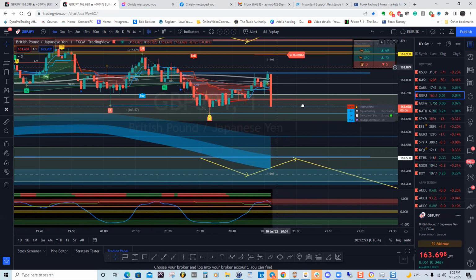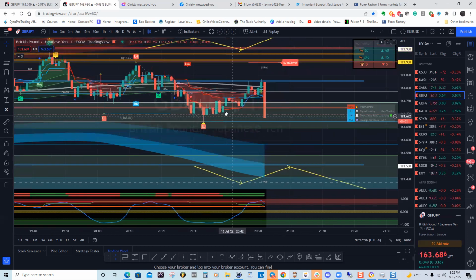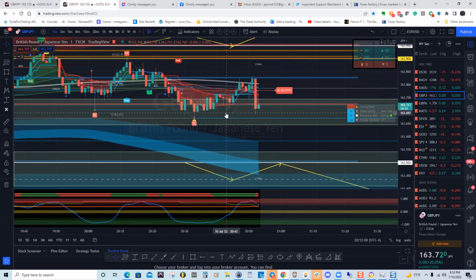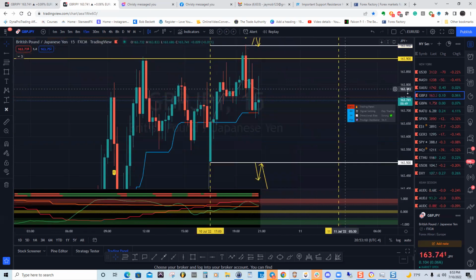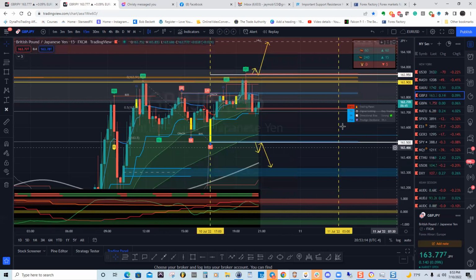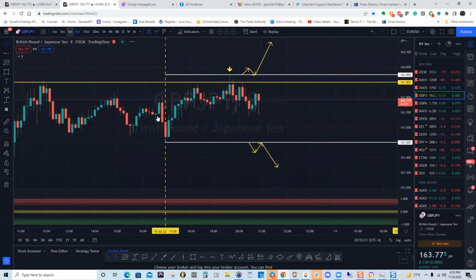Look at what it's doing now. It's coming down here. Let's see what it does. And it came down to this level here, but it's kind of playing around. So you have to be careful how you get into that trade. I feel like 163,500 and 163,950. If it breaks those two levels, then I might look at it and see what's happening.